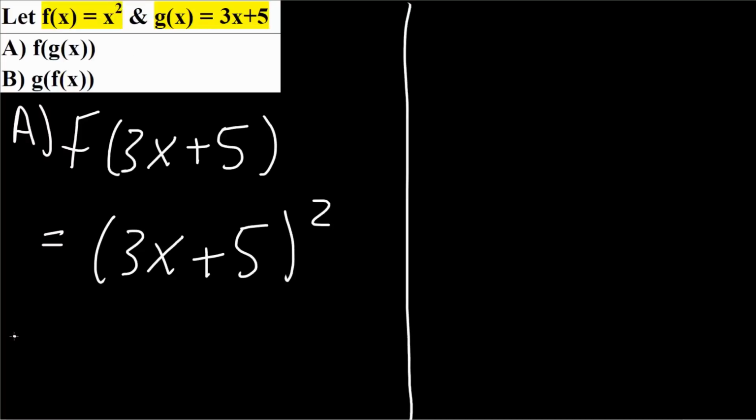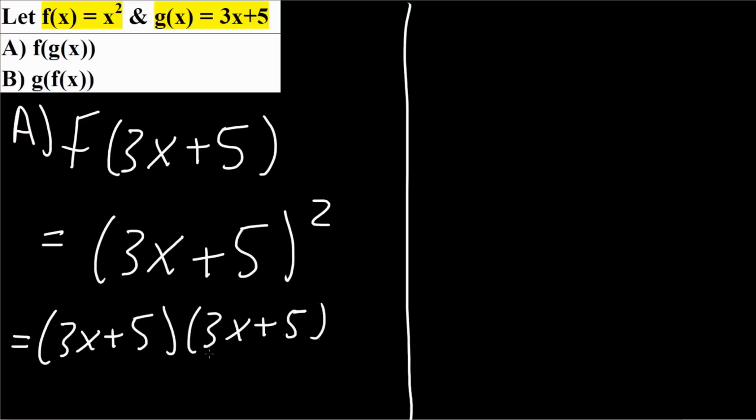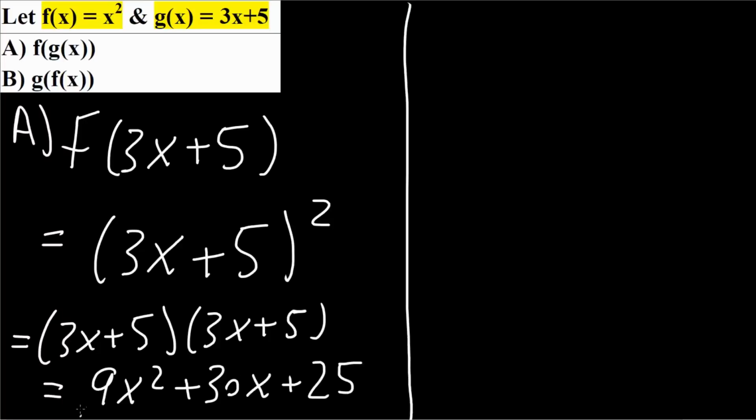And so we can even expand it if you want. So 3x plus 5 times 3x plus 5. And this would produce 9x squared. So 3x times 5 is 15x. 3x times 5 is 15x. 15x plus 15x is 30x. So plus 30x plus 5 times 5 is 25. And so this right here would be the final answer for the first problem.